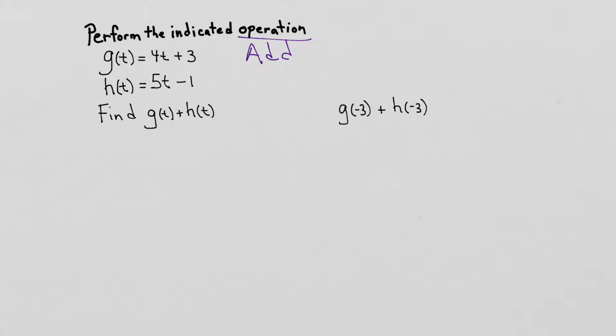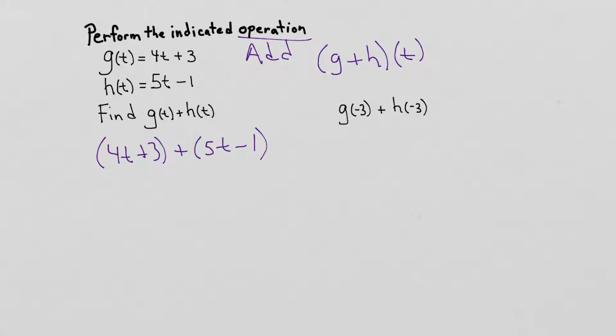They give us g of t plus h of t, but we could write that as g plus h of t. Both are correct, and both are different ways of writing the same operation of addition. So in this case, when we add g of t plus h of t, we take the g function, 4t plus 3, and we add it to the h function, which is 5t minus 1.